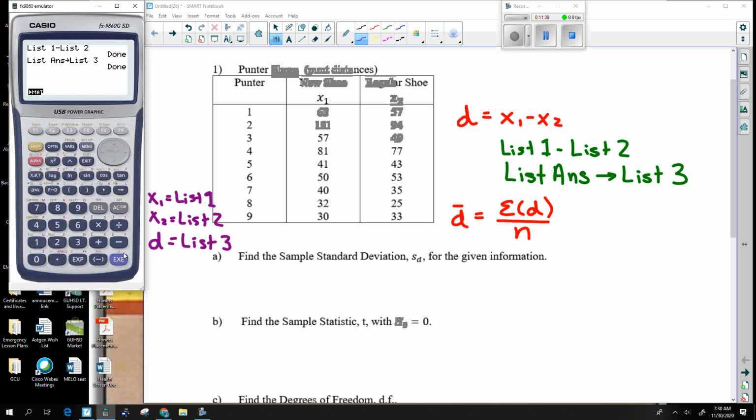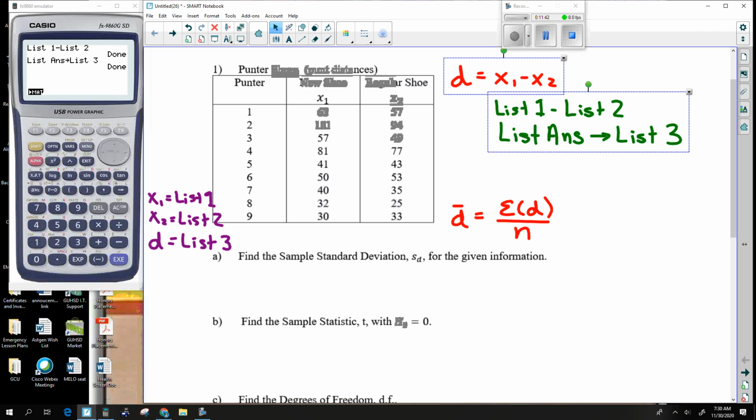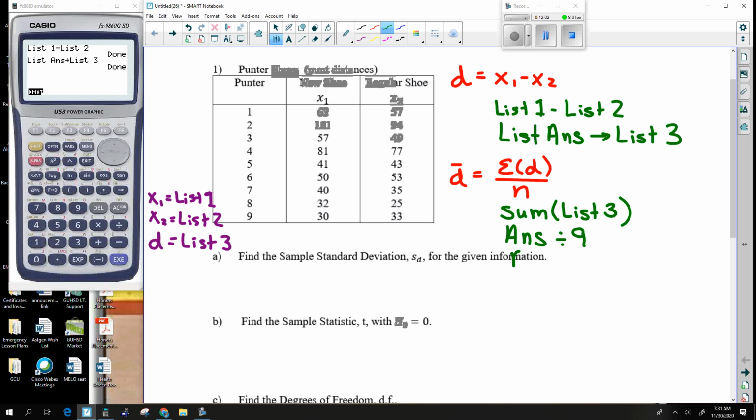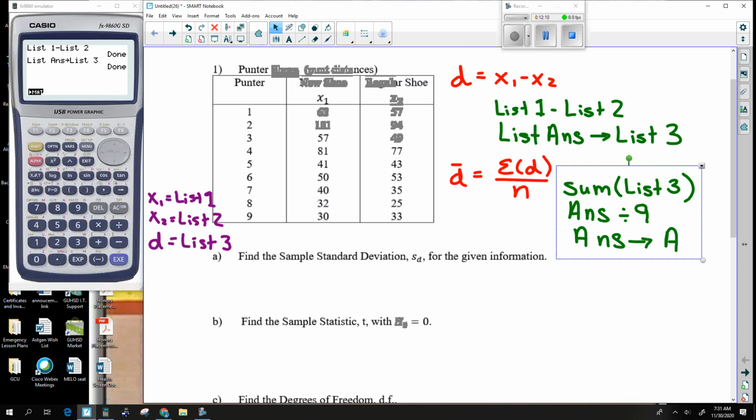The next thing I need to get is the average of those differences, this D bar right here. And so I need to add them up. So I need to take the sum of list 3 and then take that answer and divide it by the number of numbers, the n in this situation, which is 9. I'm going to take that answer and store it as the letter A for average. So when I'm done with this, my D bar is going to be the letter A in my calculator.